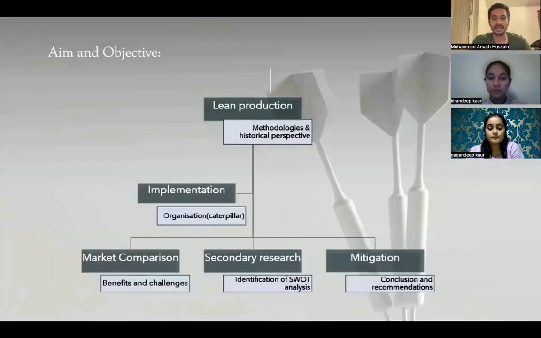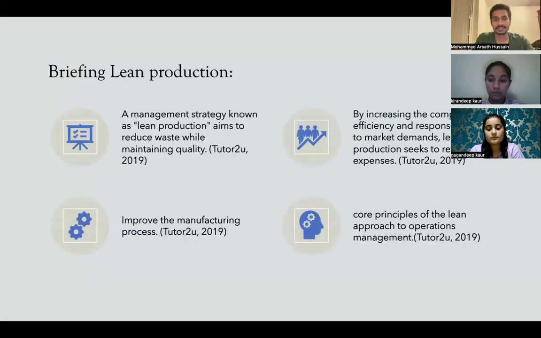So the main aim and objective is to interpret the methodologies and historical perspective, and also the implementation of lean strategy in a particular organization, and market comparison of the organization and its challenges and benefits, and also secondary research through SWOT analysis, mitigation, and a conclusion to finally end. So moving to the next slide.